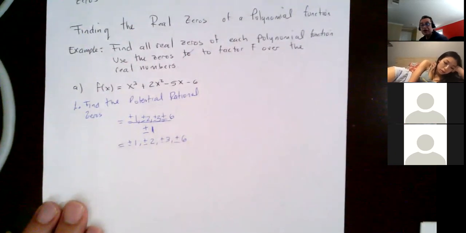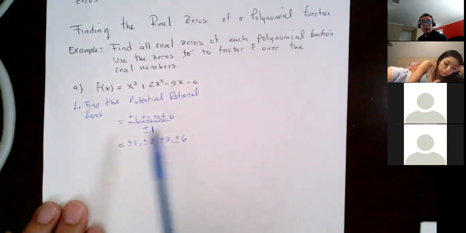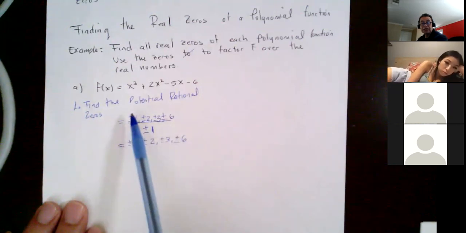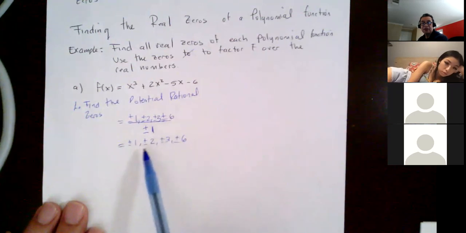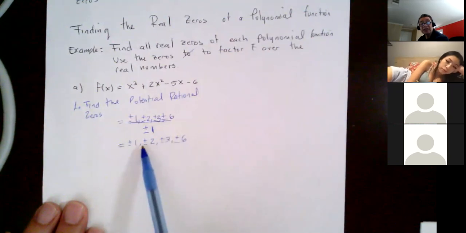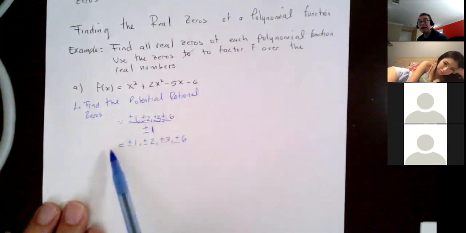Okay. How come the first one doesn't cancel out? No, remember, we are dividing. We're not canceling out. We are dividing. Notice, plus minus 1 divided by plus minus 1 is plus minus 1, right? Yes? Okay. Good question right there. So all of these, you guys, are possible real zeros.